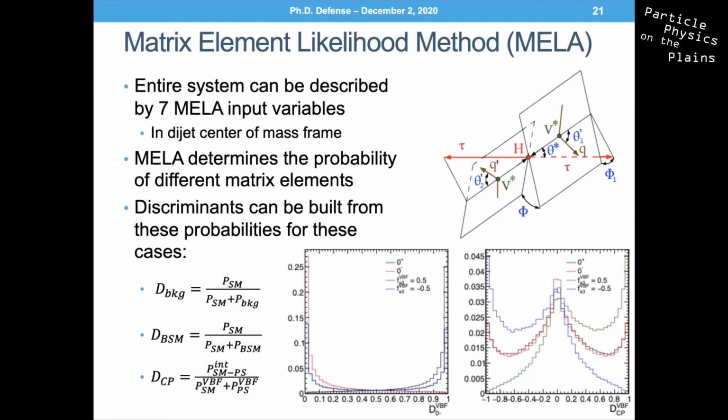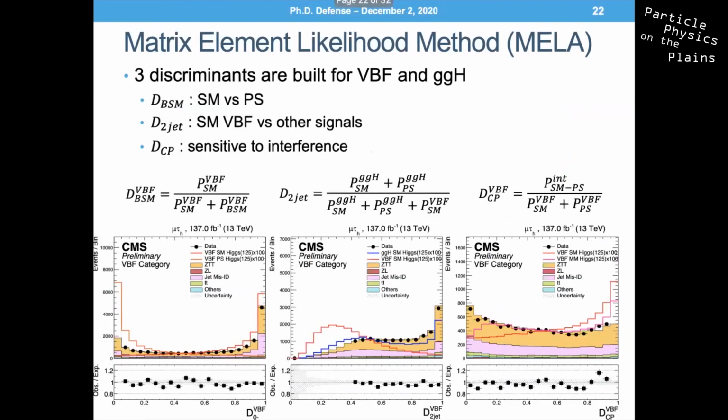So in this way, you can construct a discriminant that's sensitive to the interference terms as well. And so we make heavy use of the beyond the standard model and the interference discriminants. In particular, we build 3 discriminants for VBF and 3 for GGH. We start with just the general beyond the standard model discriminant, separating the standard model coupling from, for instance, a pseudoscalar coupling. This is shown for signals and background now on the bottom left here, where we're separating standard model VBF production from pseudoscalar VBF production. You can see in orange pseudoscalars peaking around 0, and in red scalars peaking around 1.